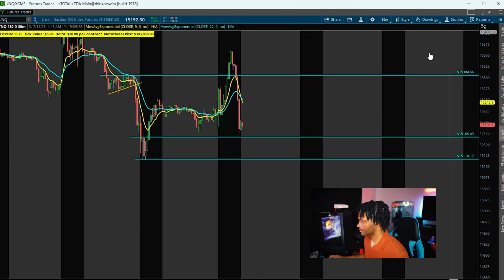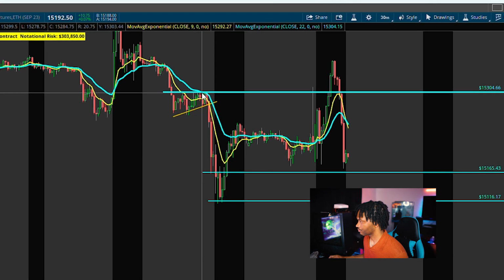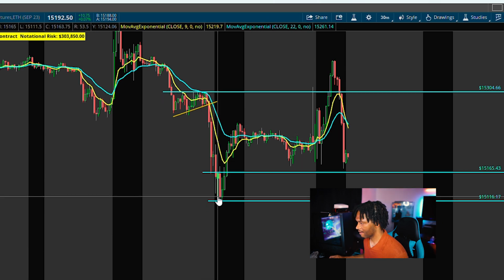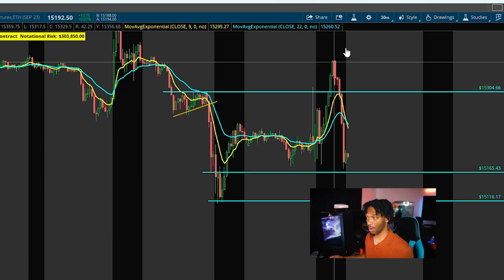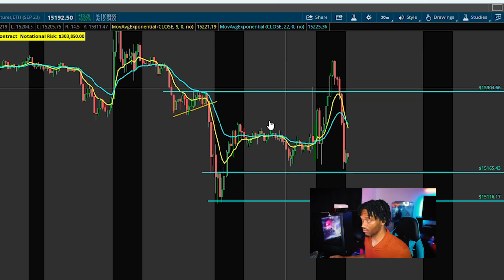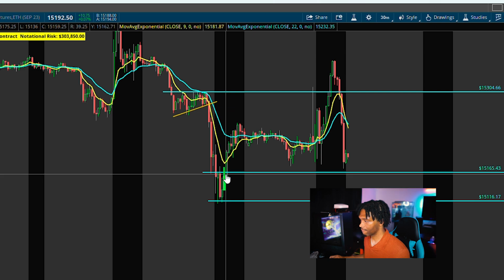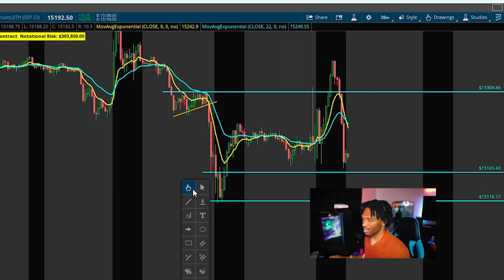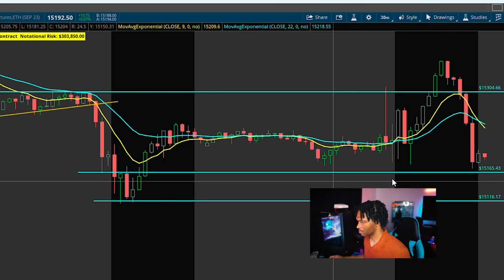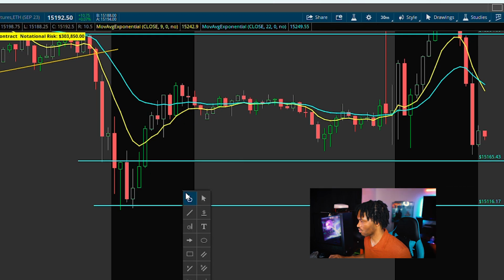Now check this out, guys. Right here we had a move down pre-market, right? Pretty aggressive move down. We go to the 30-minute. Okay, cool. We have a clear bottom right here. We broke above. This would have been my resistance level here, that 15,165.